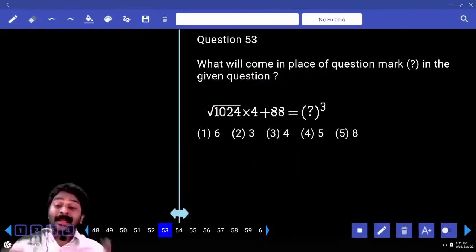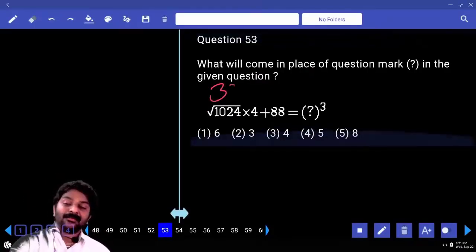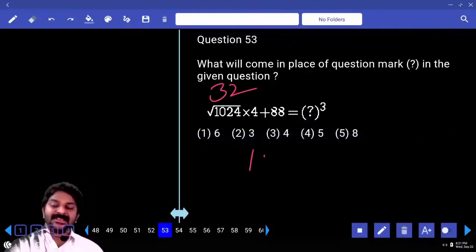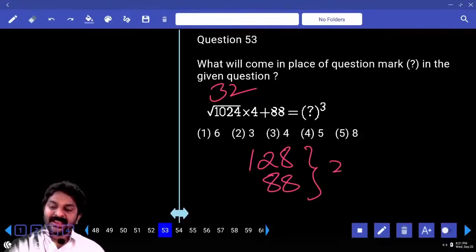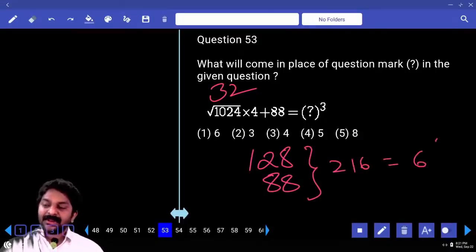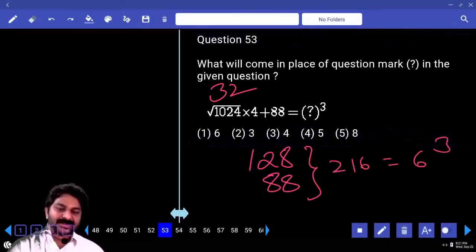Next. Under root of 3024. 30 to 4 times is 128 and 88. When you add these two numbers, you get 216, which is which number's cube? 6 cube, first option answer.